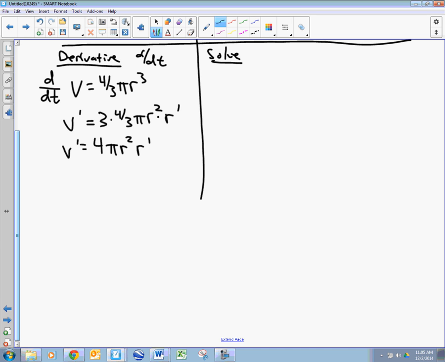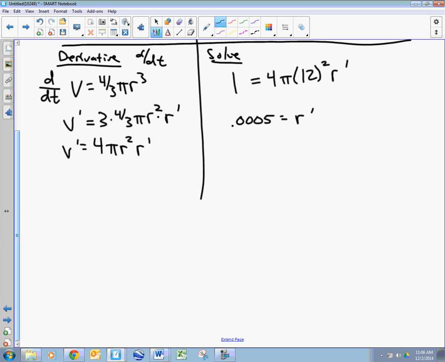Is there now enough information to be able to solve? Yeah. What is v prime? 1 equals 4 times pi times 12 squared times r prime. We're trying to find r prime. Well, now we can. So we're going to divide by 4, divide by pi, divide by 12 squared, and we get the value equal to r prime.